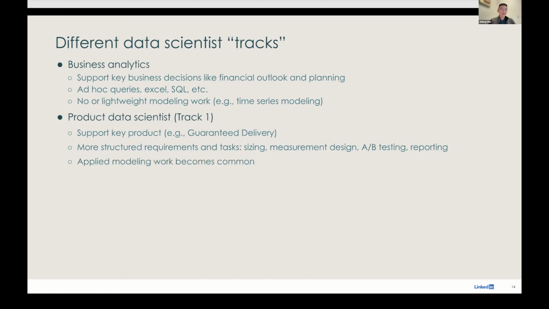For this more classic product data science, usually the modeling work is pretty heavy. So this is their daily job. They will need to run a lot of statistical modeling tasks, and they will need to run a lot of A/B testing.